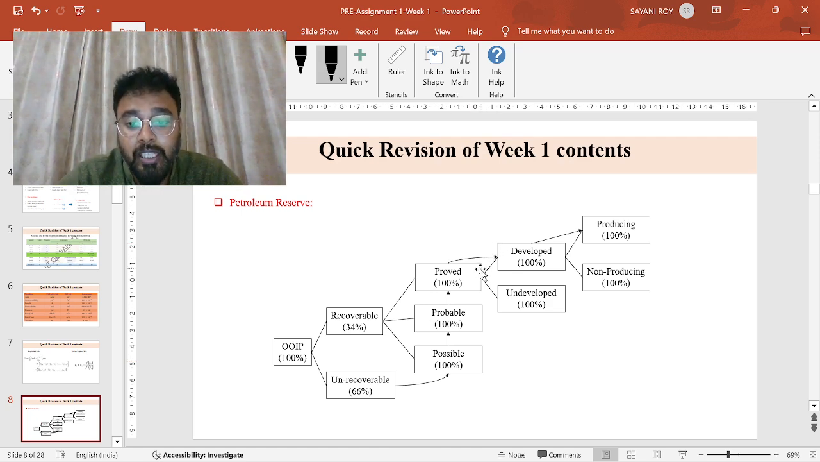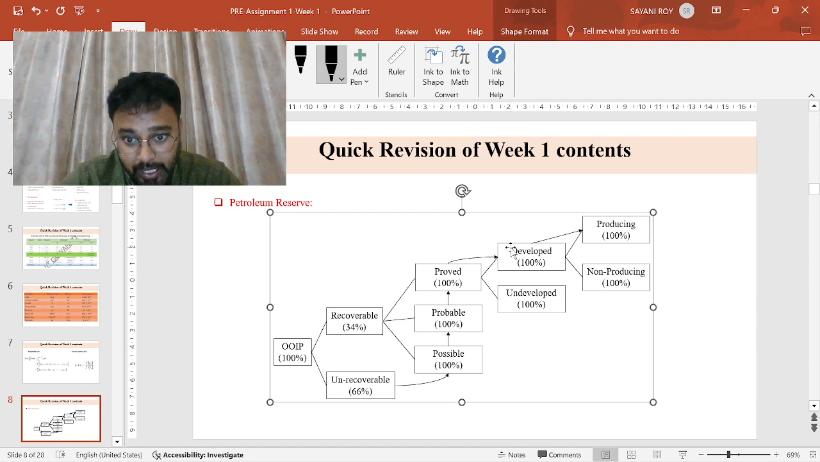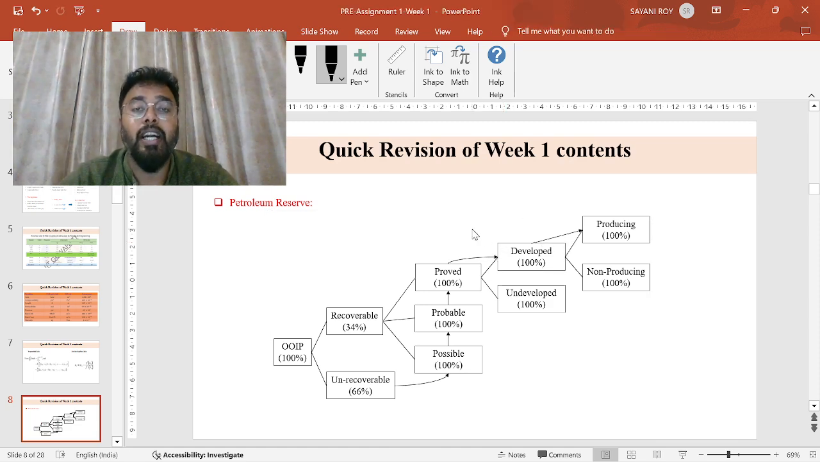From proved reserve, there are two types, that is developed and undeveloped reserve. Developed reserves are those for which we have already drilled a well, put the production casing and put the well into production. These are the developed wells. And then there are undeveloped, which we know are present, but we have not yet exploited those reserves.